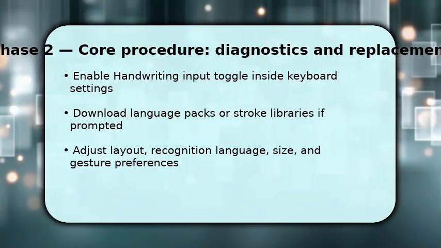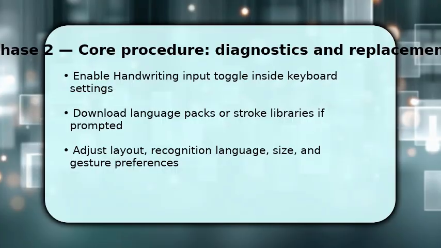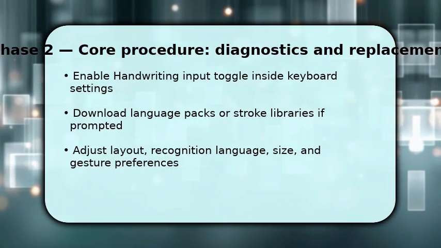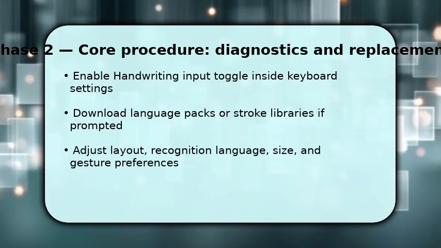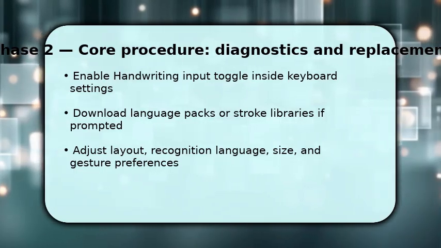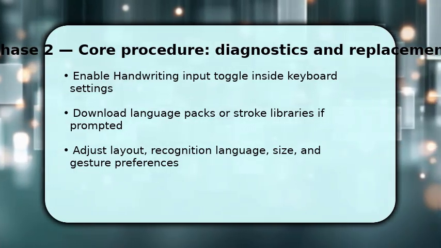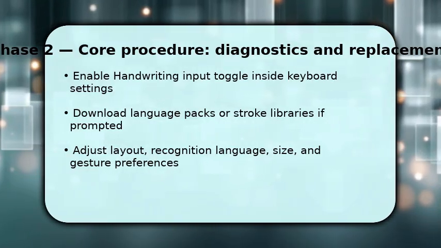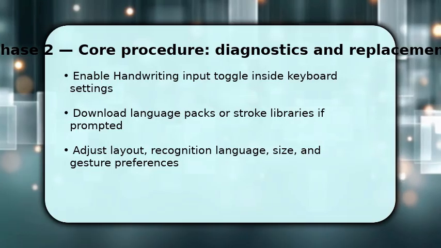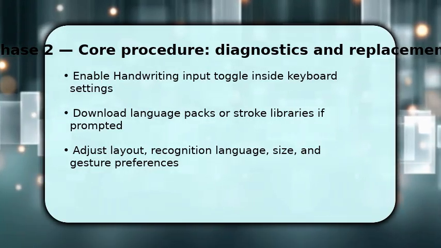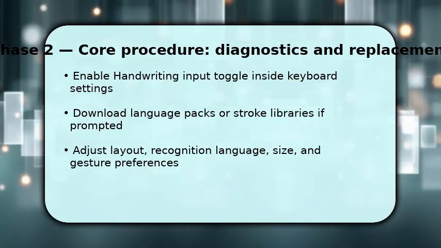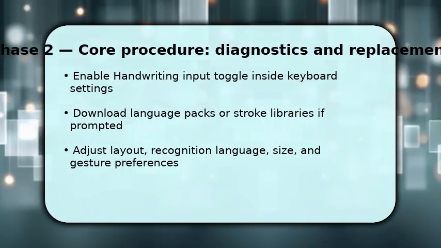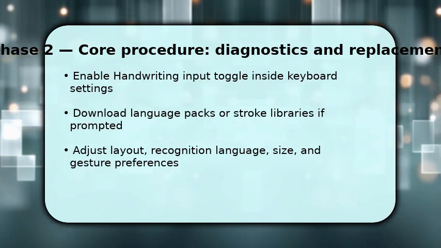If the keyboard prompts for a language pack or stroke library, download only the languages you need to save space. Once enabled, customize recognition language, input area size, and stroke sensitivity. These affect accuracy. Change the layout to full screen or floating if you prefer, and set gestures like backspace or undo. Make small adjustments, test a few words, and iterate until recognition matches your handwriting style.